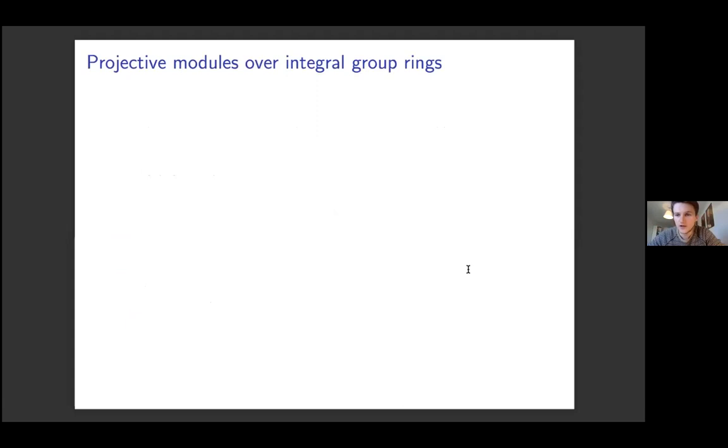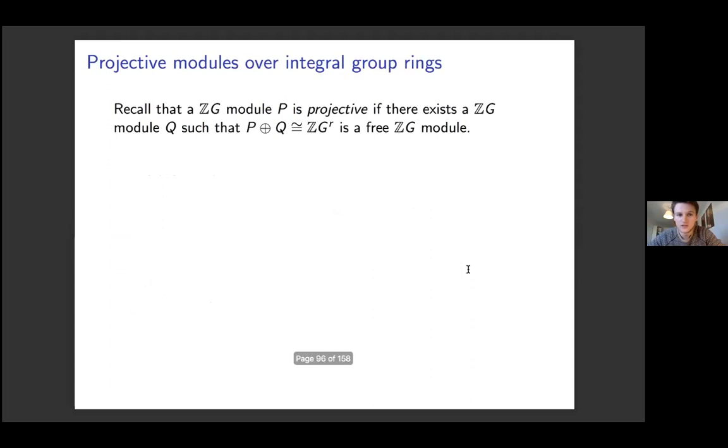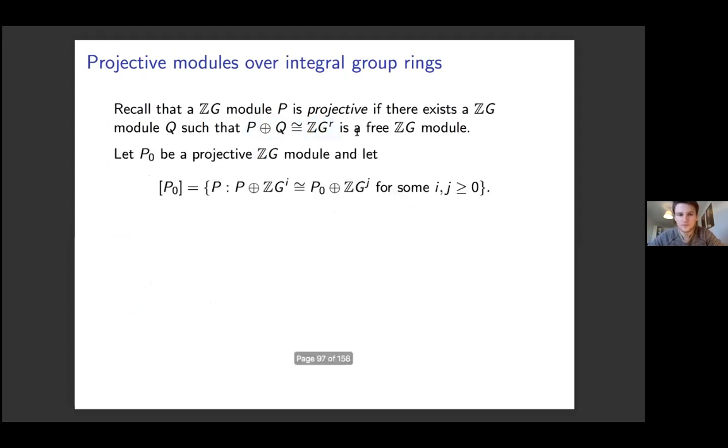Okay, so another ingredient that goes into my main theorem is projective modules over integral group rings. So what are these things? There's many definitions of projective. My favorite one is the following: P, a ZG module, is projective if there exists another ZG module Q such that P plus Q is a free module of some finite rank. If P naught is a projective ZG module, then we let brackets P naught be the set of all projective modules P which are stably isomorphic to P naught, where in this case stabilization means adding a copy of the free module ZG.